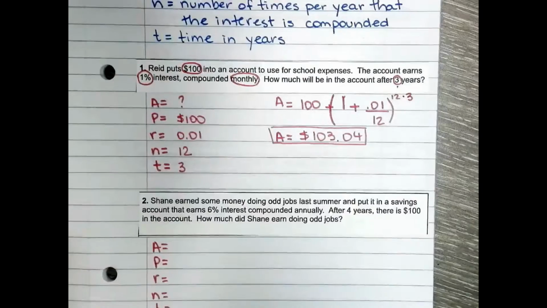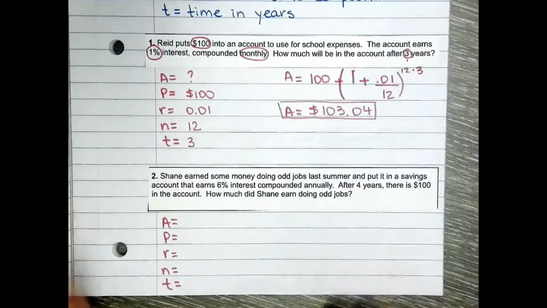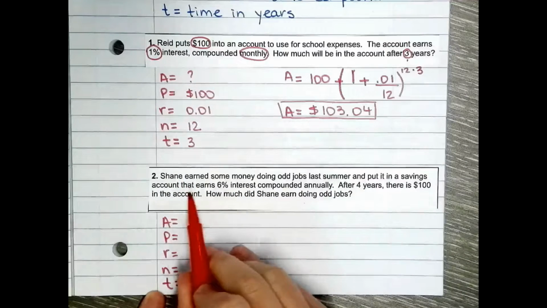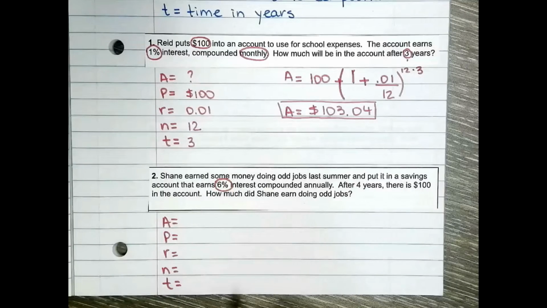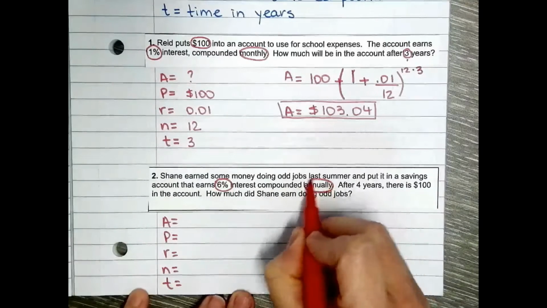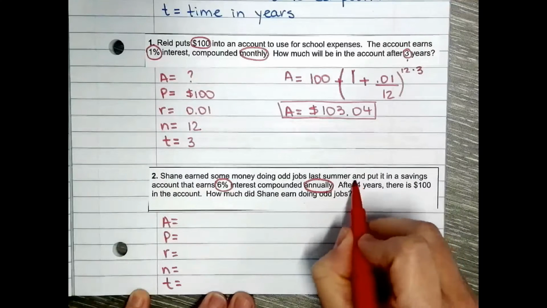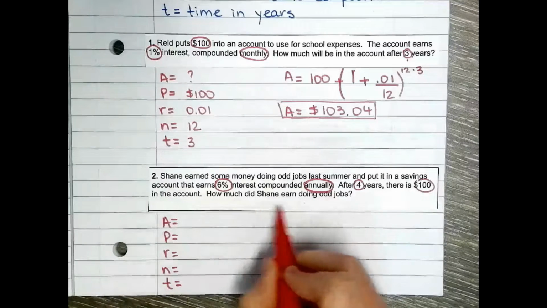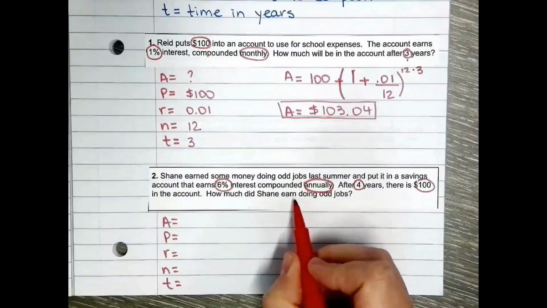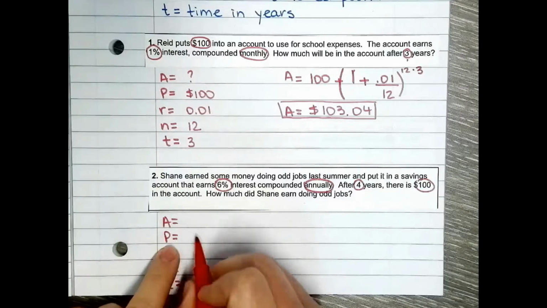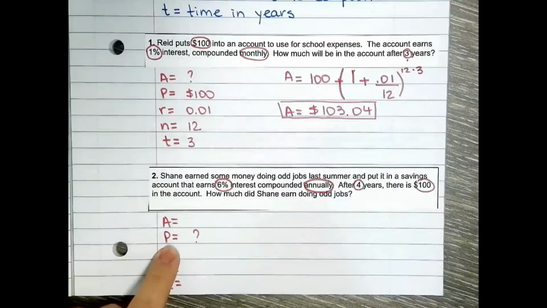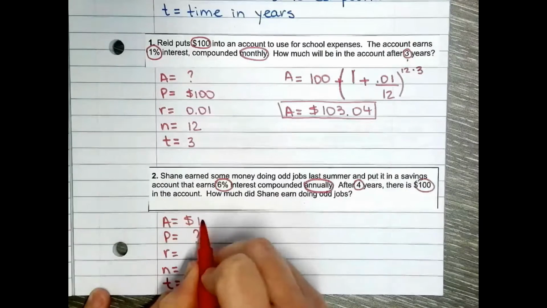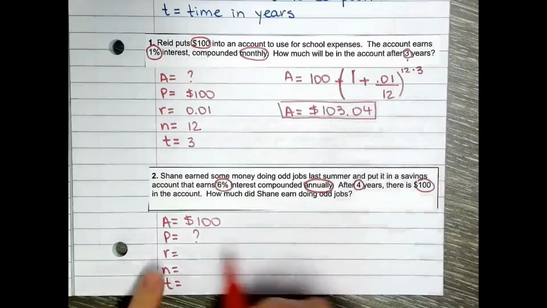The second one, we have Shane. He earned some money doing odd jobs, and then he puts it in the savings account, earning 6% interest compounded annually. After 4 years, there is $100 in the account. How much did Shane earn doing odd jobs? So it's asking for the principal. It's asking for the initial amount that we don't know. We do know that after 4 years, he has $100 in the account. So the $100 after 4 years, that's the account balance.